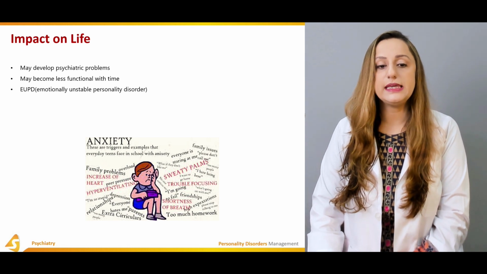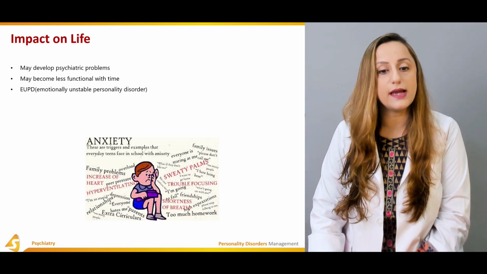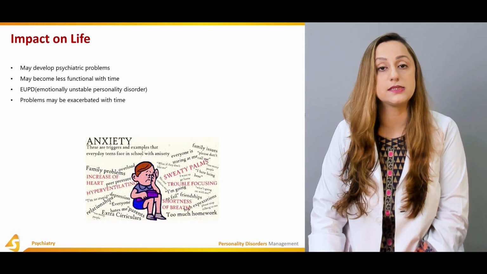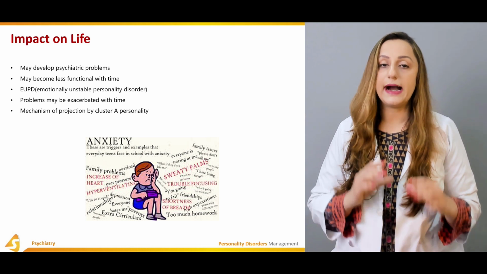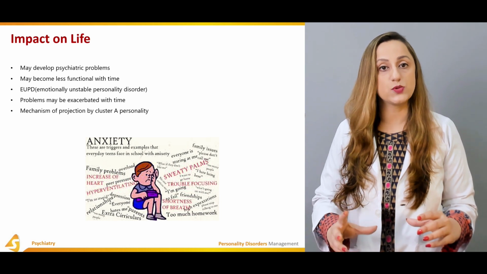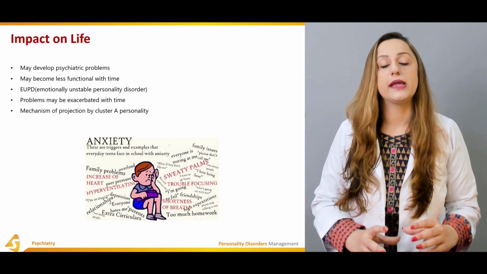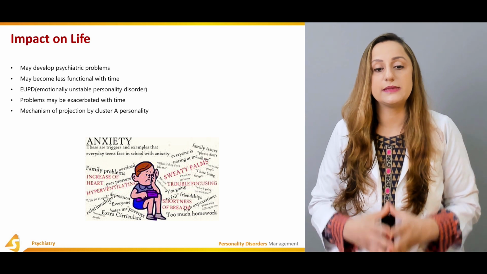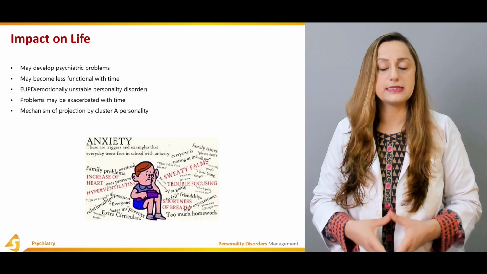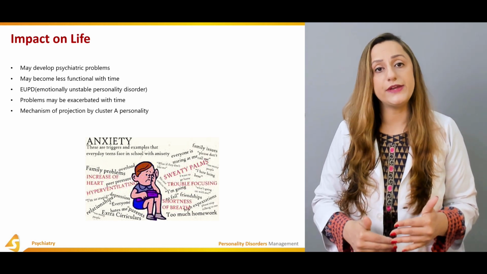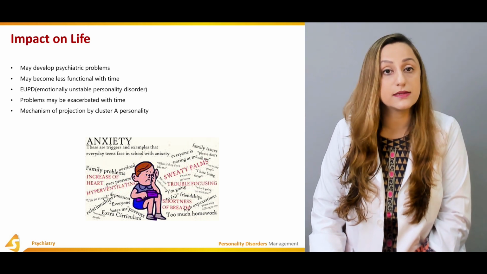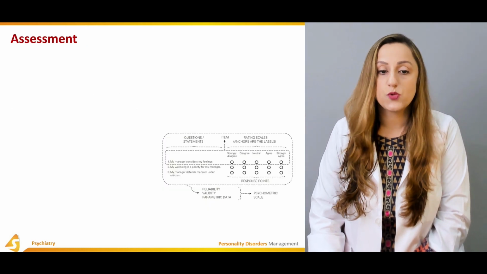Then we have the EUPD, the emotionally unstable personality disorder, and the problems may be exacerbated with time. So the highlight here is that we have to treat these patients. Once the diagnosis is made, you have to go ahead and treat these patients. The mechanism of projection is very predominant in cluster A personalities. They project their own feelings and thoughts onto others. So this is the mechanism of projection that is quite commonly seen.